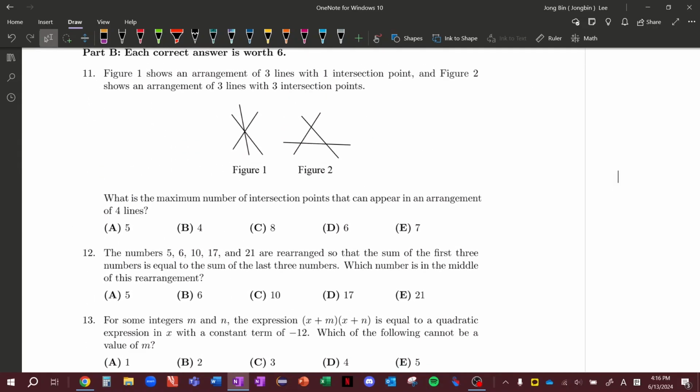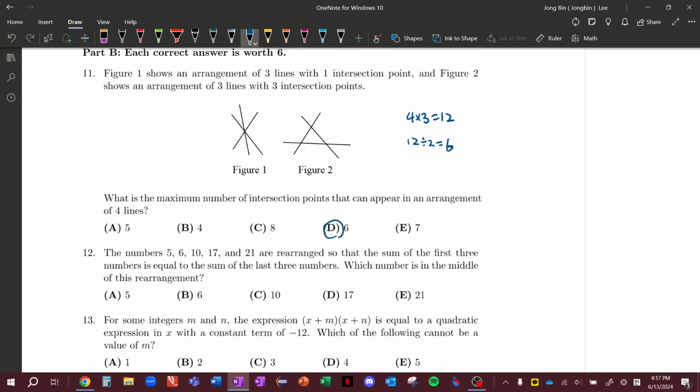Figure 1 shows an arrangement of 3 lines with 1 intersection point, and figure 2 shows an arrangement of 3 lines with 3 intersection points. What is the maximum number of intersection points that can appear in an arrangement of 4 lines? Having 4 lines means that each of the 4 lines can intersect with the other 3 lines. So we would just do 4 times 3, which is equal to 12. But then the trick is we need to divide this by 2 because each point of intersection is counted twice. So the final answer would be 6.